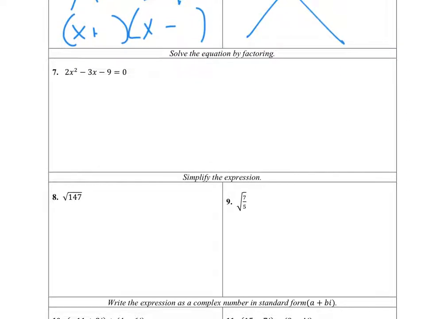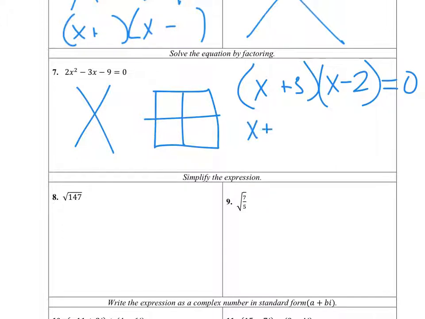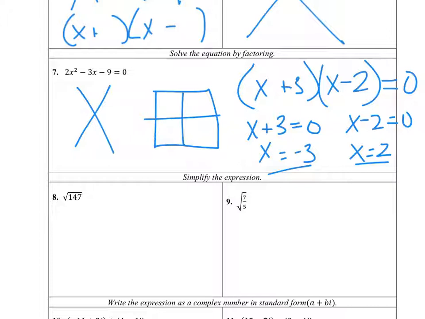Number 7, we're going to solve this by factoring. So again, just make your x box, do the x box like you've been doing. But then in the end, for example, let's say I got x plus 3, x minus 2. This is just an example. I have no idea, but it's all equal to 0. So then I make 2 problems like this. And I solve each one for x. You would have 2 solutions, okay? That's what you're doing on number 7.